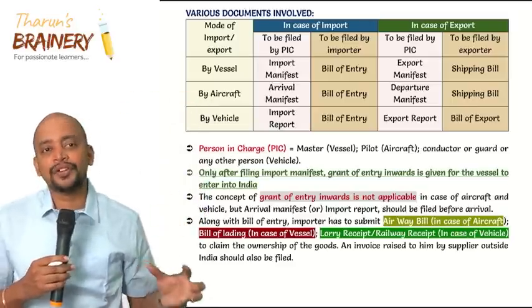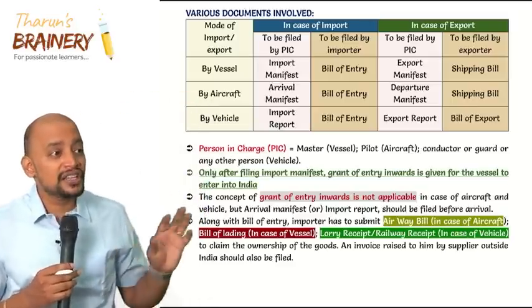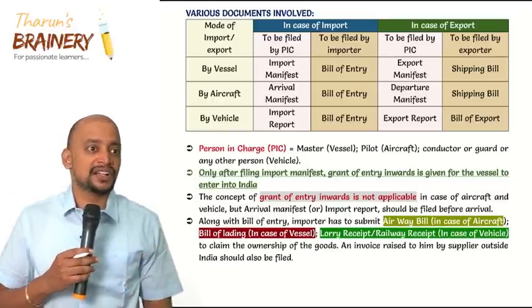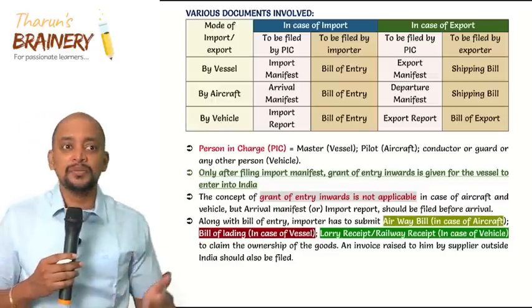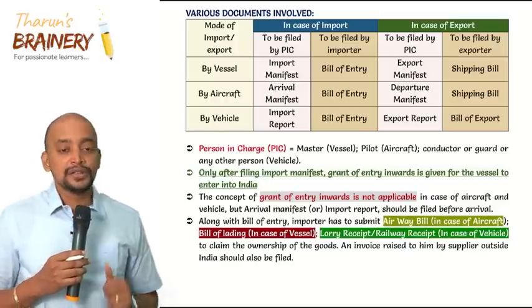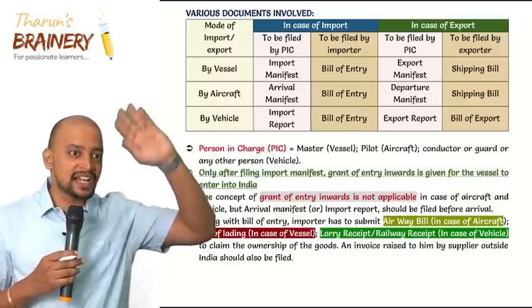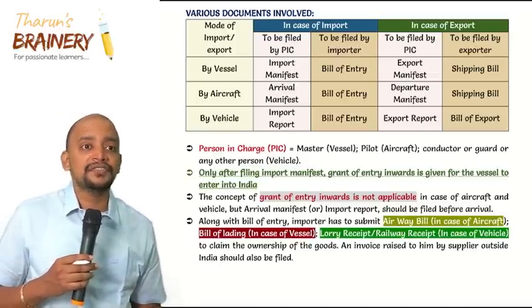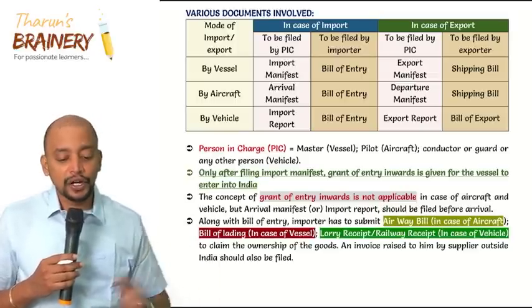But this concept of grant of entry inwards is not there for aircraft. If the grant of entry inwards is not given, a vessel we can anchor somewhere, but an aircraft we cannot park anywhere. We don't have any air parking spaces, so the aircraft has to come. But the grant of entry inwards is required for the purpose of unloading the goods.